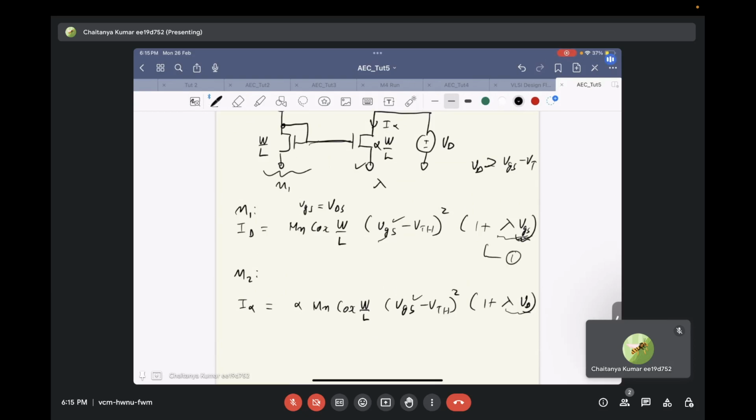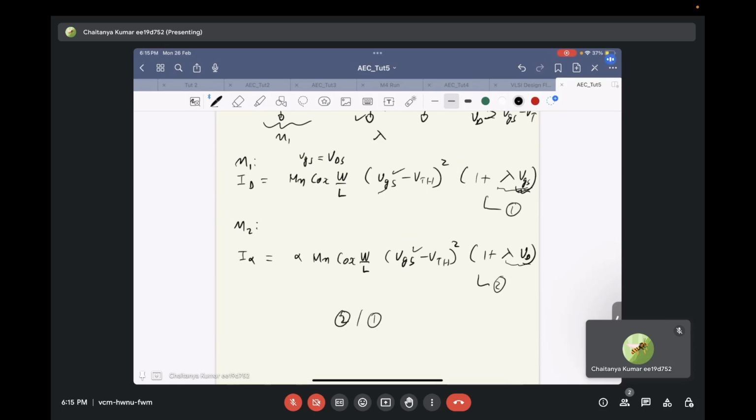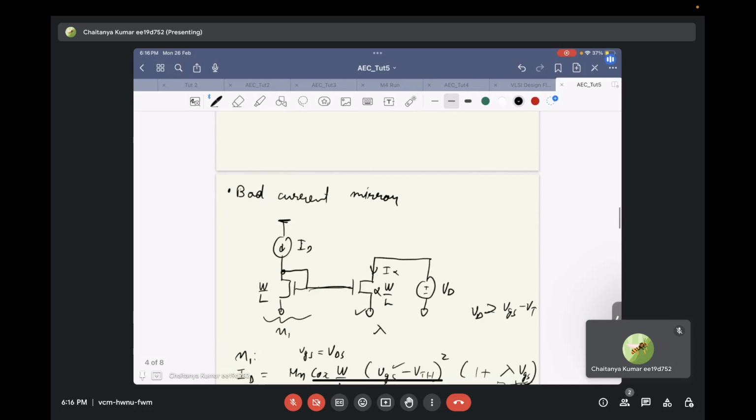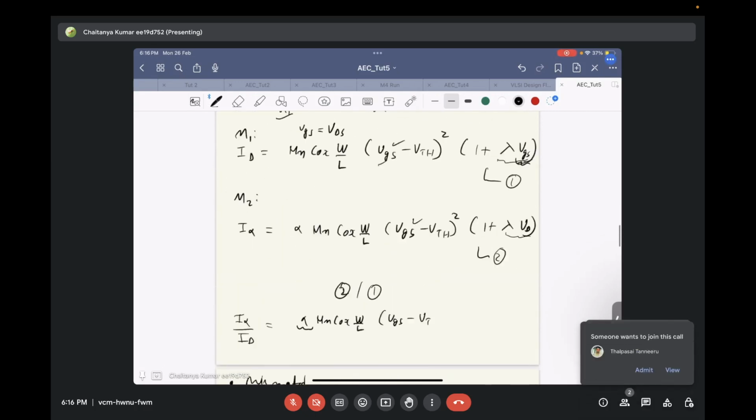Now let's assume this is equation 1 and this is equation 2. If we divide equation 2 by equation 1, what we get is I alpha by ID is equal to alpha times the ratio of the (1 plus lambda VD) and (1 plus lambda VGS) terms. So why does this value of alpha come? Because we have told that the aspect ratio of M1 is W by L, and the aspect ratio of transistor M2 is alpha times W by L. So from there we get this value of alpha.